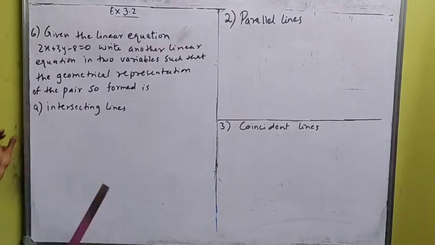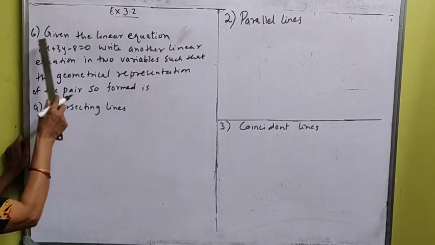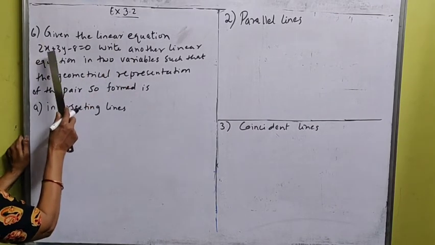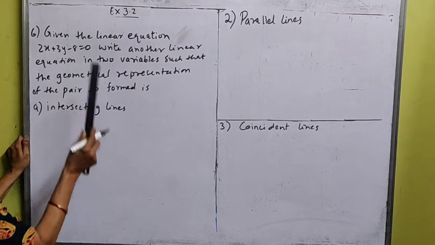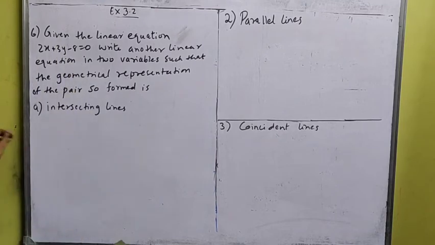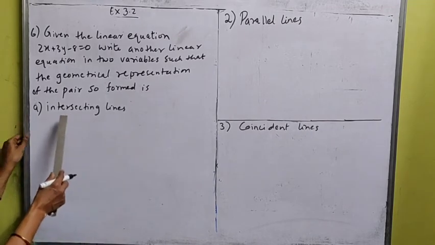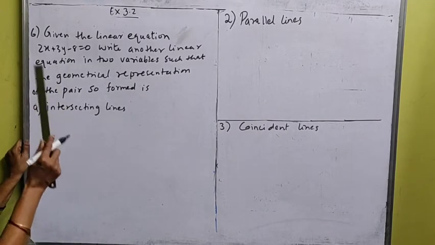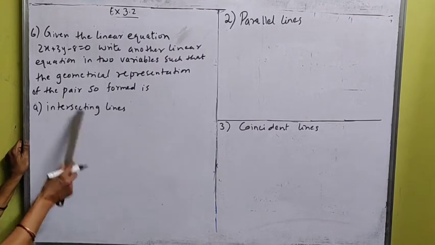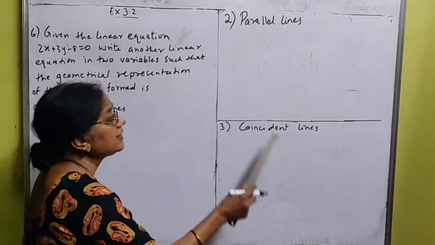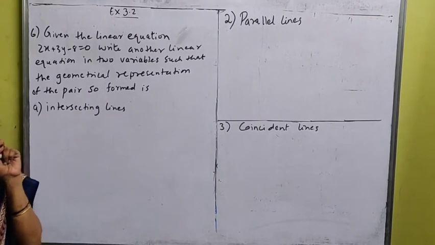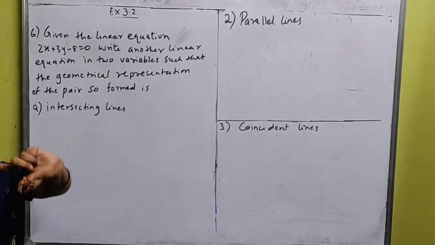Let us see what sum number 6 is given. Given the linear equation 2x plus 3y minus 8 is equal to 0. So one equation is given, another is not given. We have to make another equation in such a way that if you draw the graph, you should get intersecting lines, parallel lines and coincident lines. So I told you, it is very easy to find out.